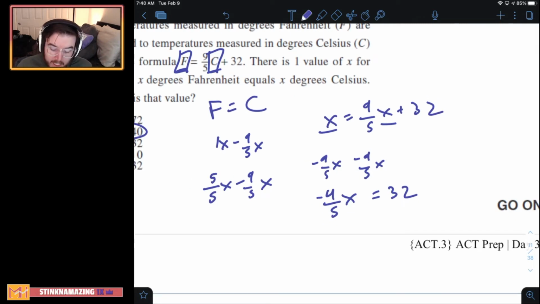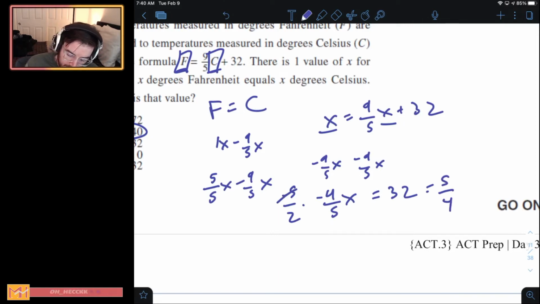And now how do we get rid of the 4/5 to solve for x? Well, you multiply by the opposite reciprocal to cancel that out. Whoops, I wrote a 2 when I meant 4.